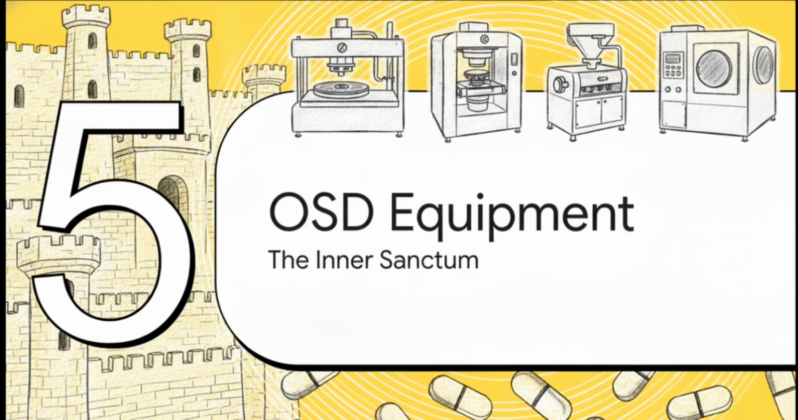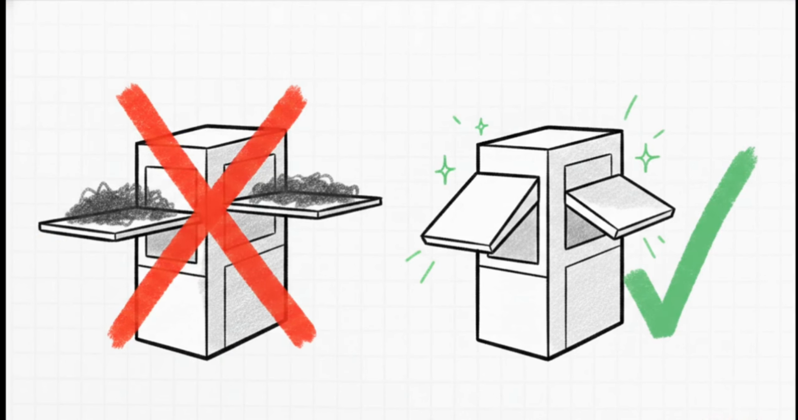Finally, Section 5, Oral Solid Dosage Equipment, the Inner Sanctum. Okay, so we've built a fortress, we've controlled the borders, and we've armored the rooms. Now we enter the inner sanctum, the specific machinery used to manufacture oral solid dosage forms. The stringent architectural rules we just learned about, they don't stop at the walls. They apply directly to the equipment too.